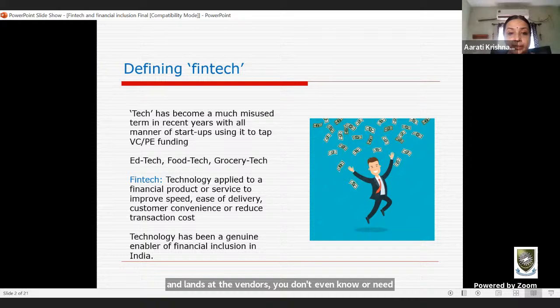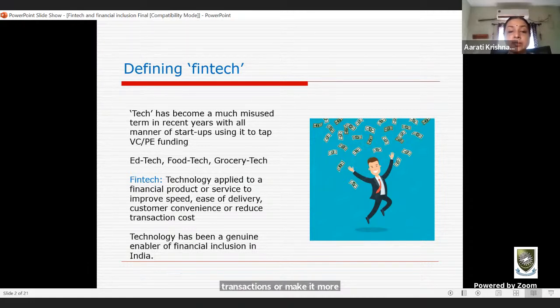Similarly, such fintech innovations also improve customer convenience, or sometimes they reduce transaction costs. Earlier, if you had to pay college fees and you took a demand draft, the bank could charge you 50 rupees, 100 rupees, some DD charges, right? But when you do the same thing through, say, a net banking account or through UPI, the charges also go away. UPI is a completely free service, right? So fintech has helped to improve the speed of some financial transactions or make it more convenient for customers or to reduce the costs, right? So technology has been a genuine enabler of financial inclusion in India. What do we mean by inclusion? So we will know when we go to the next slide.